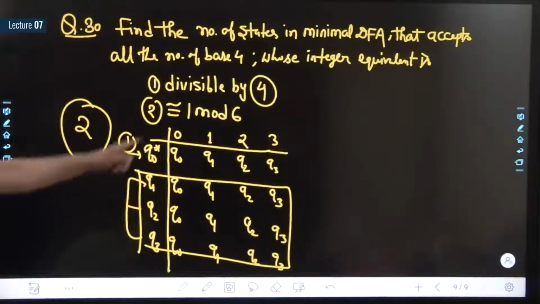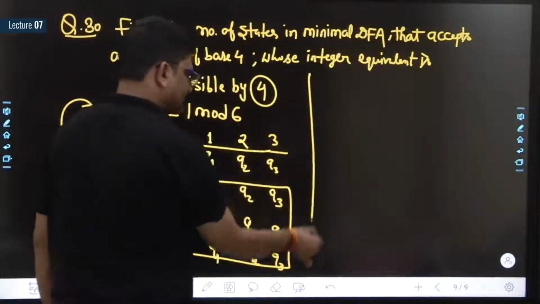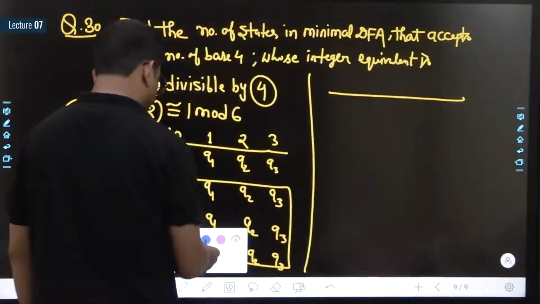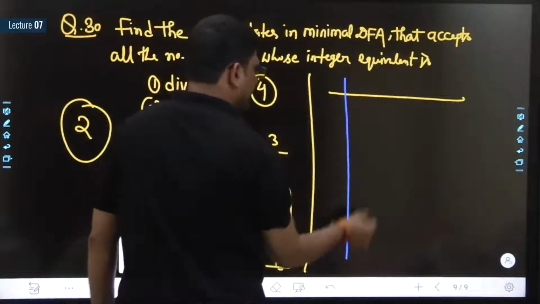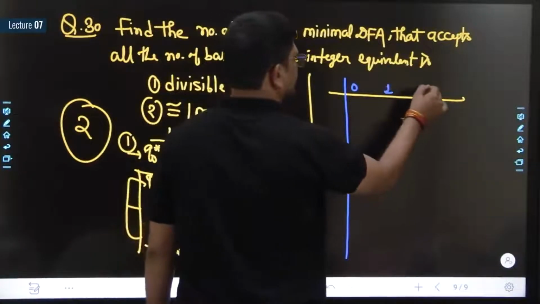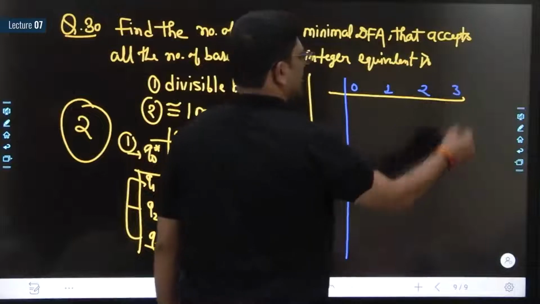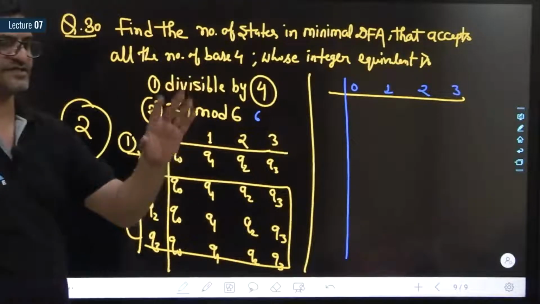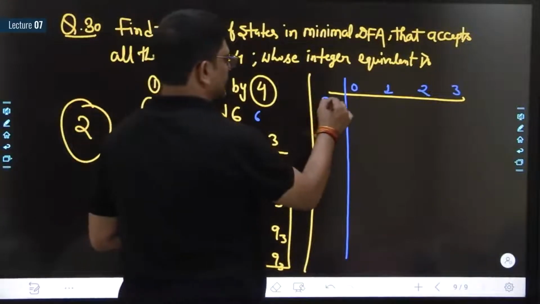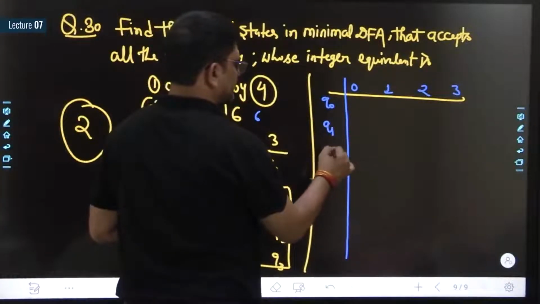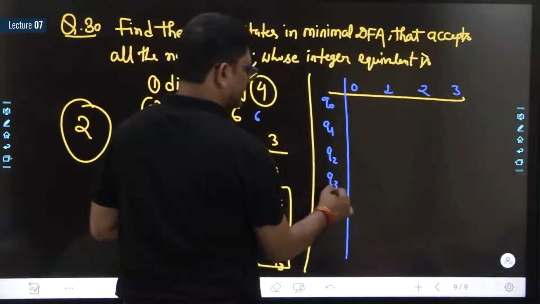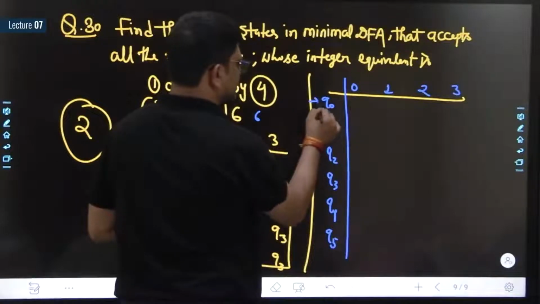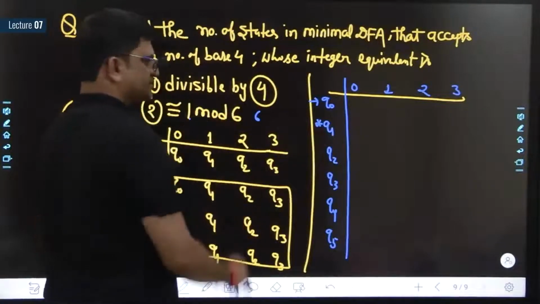Next, 1 mod 6. Input symbols 0, 1, 2, 3. How many remainders are possible? 6. Then we have 6 possible states: Q0, Q1, Q2, Q3, Q4, Q5. This is the initial and this one is the final, for 1 mod 6.